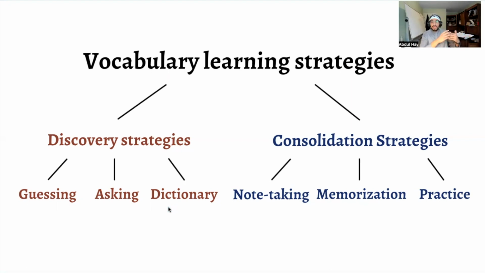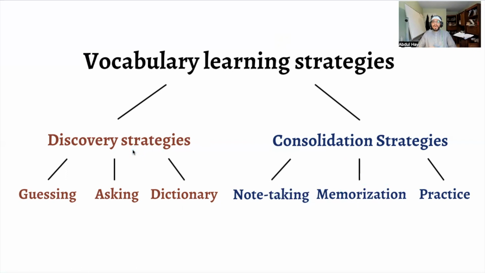After I've learned that the word hammam means a bathroom or restroom, I now need to actually memorize that. I need to actually keep that idea of hammam, which means bathroom, in my head. I need to make sure that I consolidate this knowledge of the word hammam. How do I do that? Consolidation strategies are what I'm going to use: note taking, memorization, and practice. So let's start with discovery strategies.